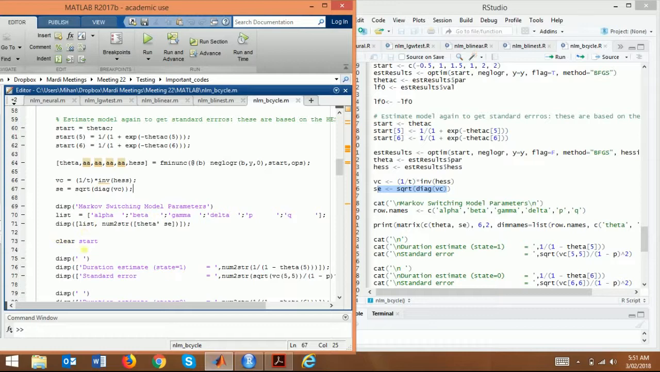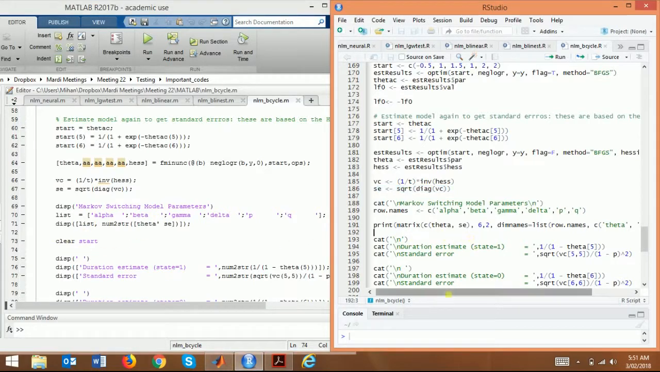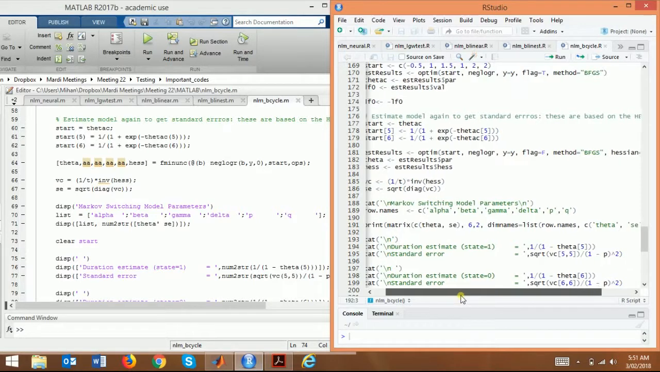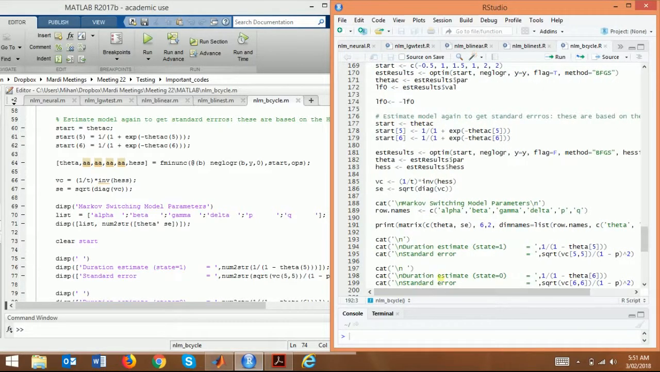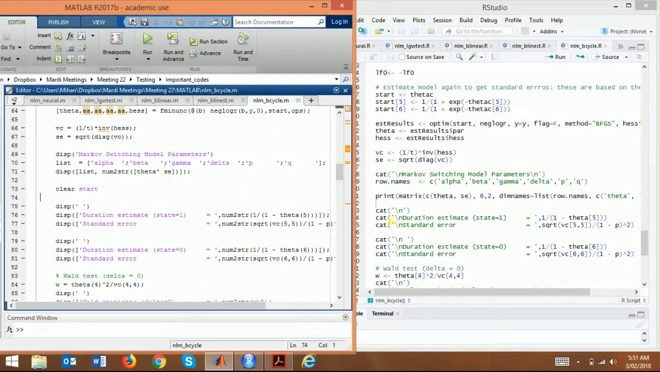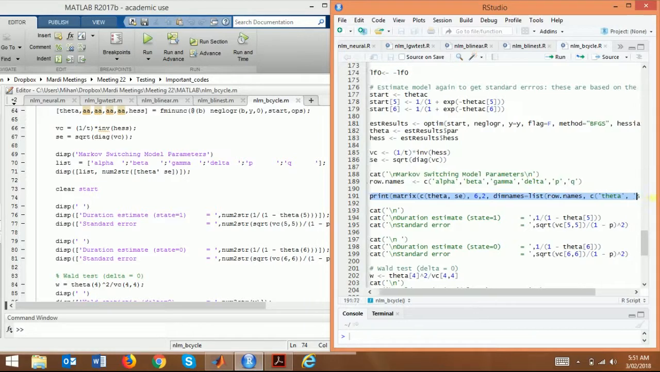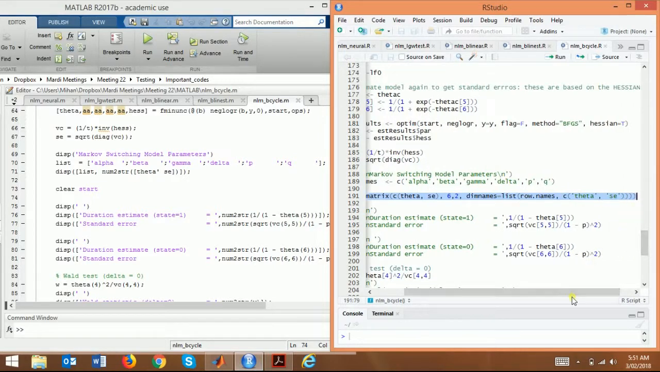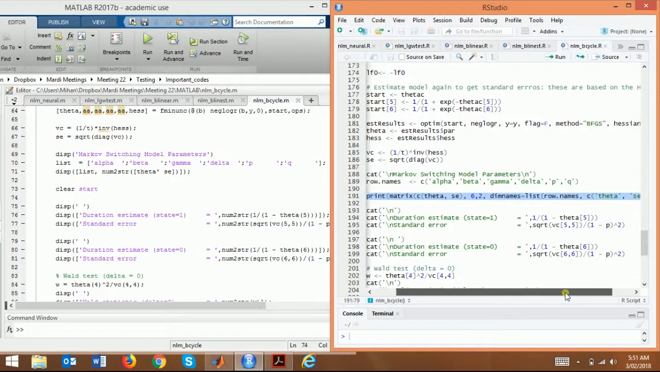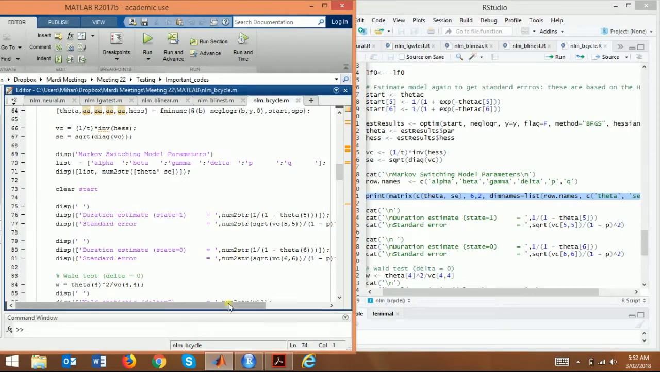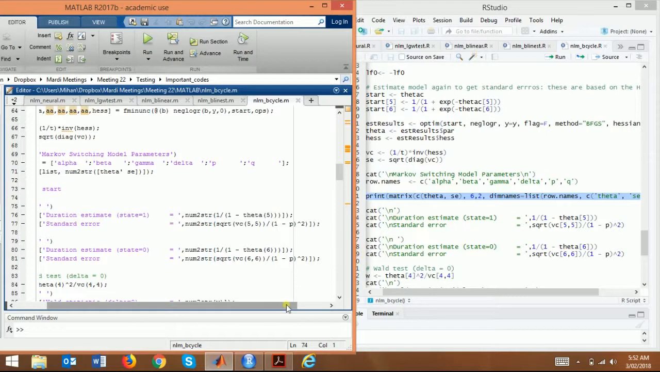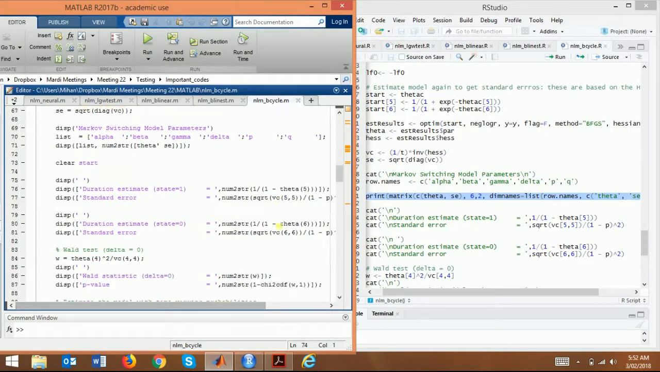So you have MarkovSwitch model parameters. Okay, matrix C, theta. I'm not sure what happened here. Okay, this is a matrix that is being created. Whatever. So MarkovSwitch model, alpha, beta, gamma, delta, everything is being prepared in a list. It is going to show me in a list. Oh, this is just display, print, not a big deal. Gamma, delta, p and q. Beautiful. And we keep doing this clear start thing anyway.